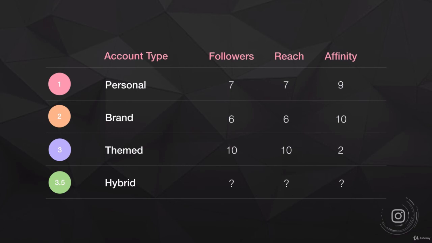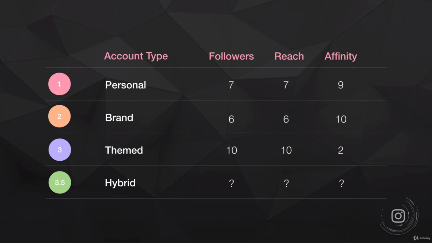The personal account type, it's going to be somewhere in the middle. You're going to have a high affinity because it's going to be people following you for you. You're the face and the brand. You're the face of your account. Your reach is going to be pretty high, but it's not going to be as viral as the themed account, but it's going to be more viral than the actual brand account where you're posting about products and services and around your niche. And of course, your followers is going to be a little bit higher than brand because people like to see people's faces.